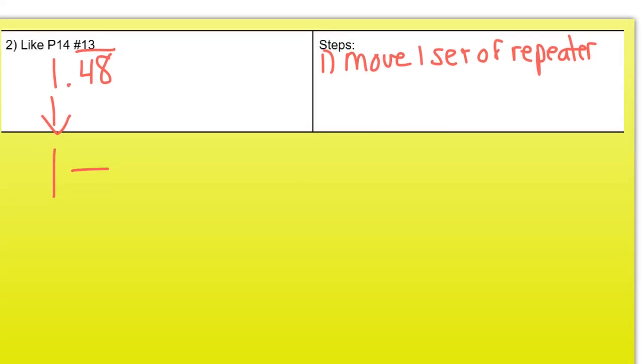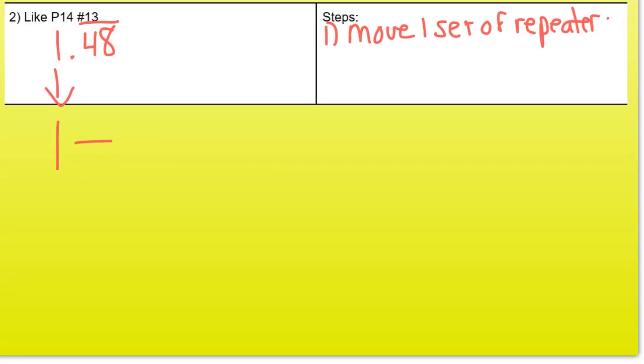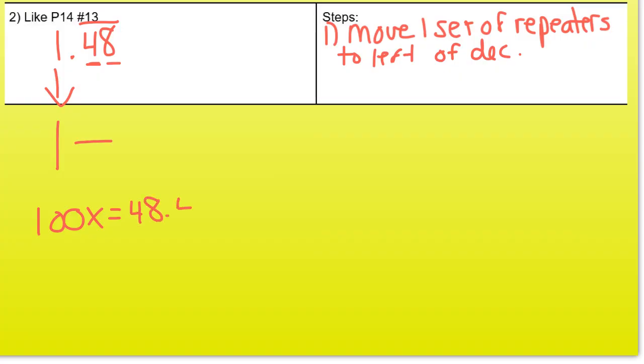Sorry, I'm running out of space. One set of repeaters to the left of the decimal. It looks like I have to move the 4 and the 8. If I am moving 2 digits, I am multiplying by 100. That will move the 4 and the 8 over and leave the rest of the 48s over here. Again, pause me if I'm going too fast.